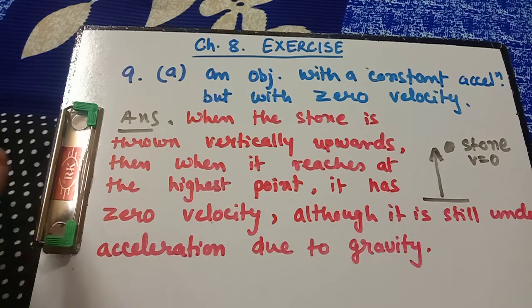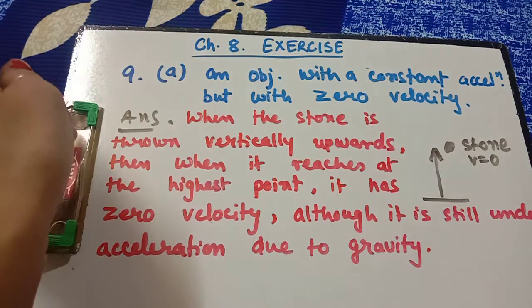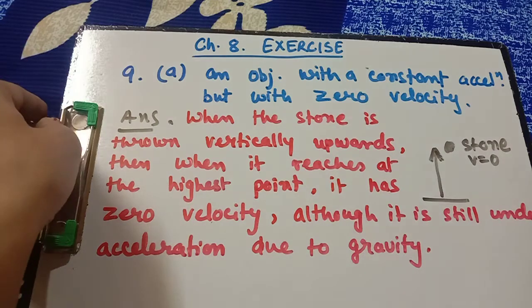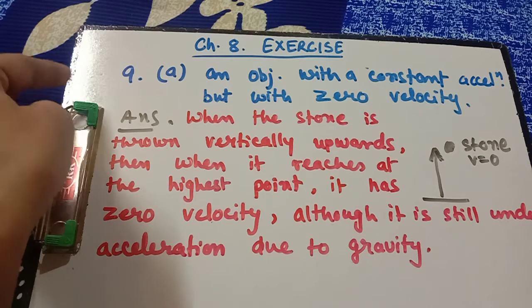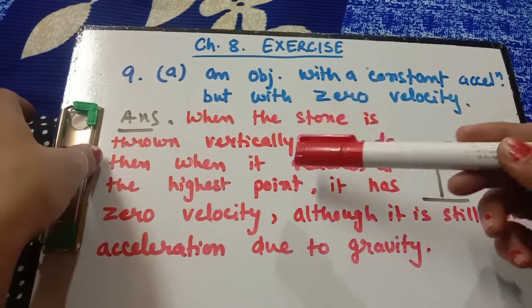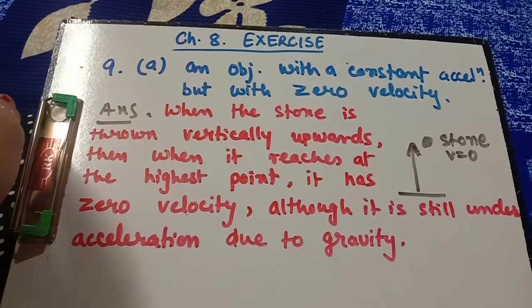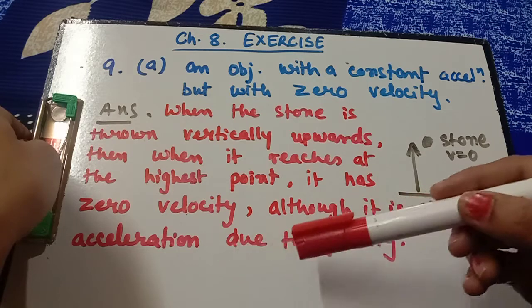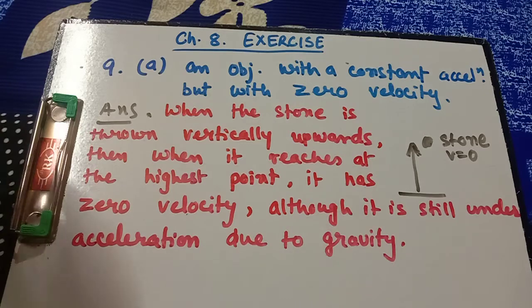So the question is an object with a constant acceleration, continuous acceleration. You know on Earth continuous acceleration is there. Gravitational acceleration due to what? An object thrown anywhere, it comes down. So when the stone is thrown vertically upwards, when it reaches the highest point, it has 0 velocity, although it is still under acceleration due to gravity. What is the value of acceleration due to gravity? 9.8 meter per second square. So this way you can write a simple answer.